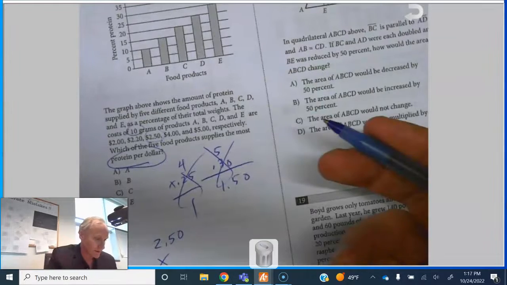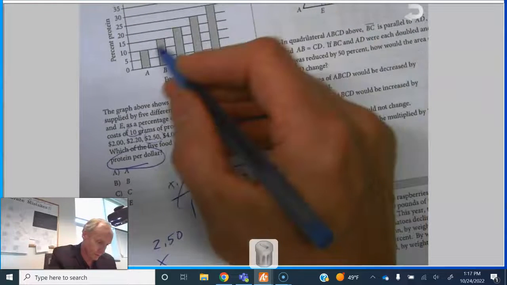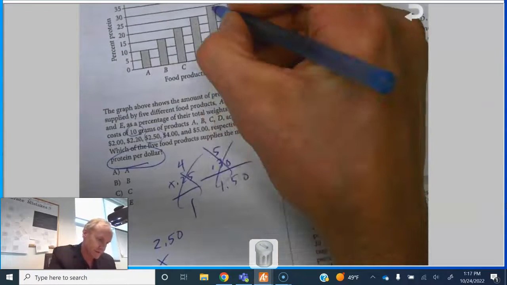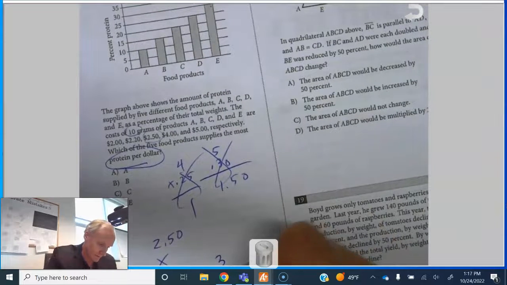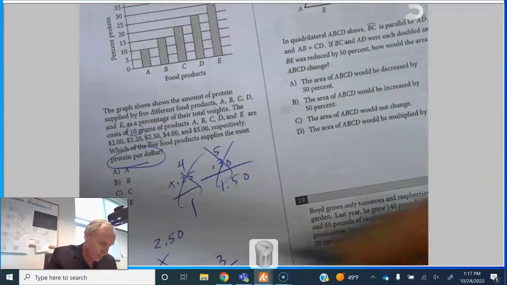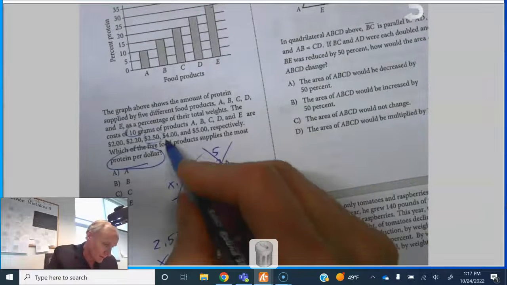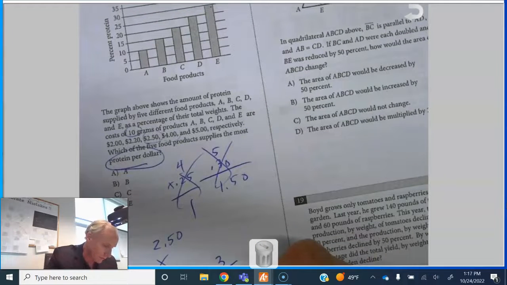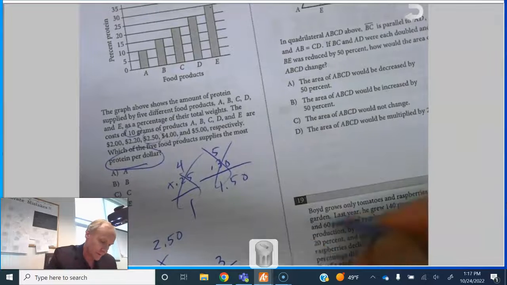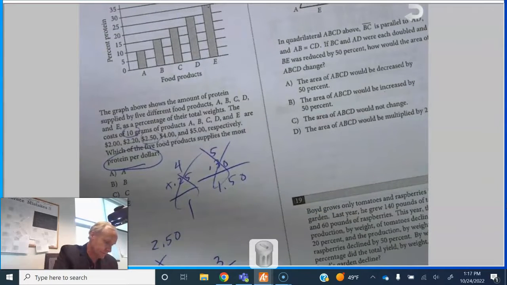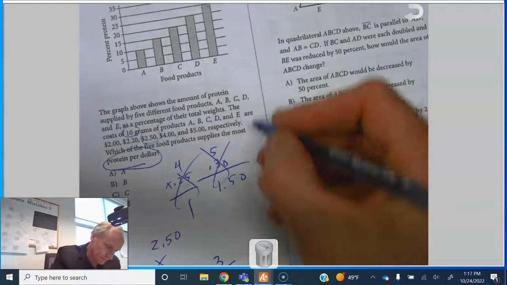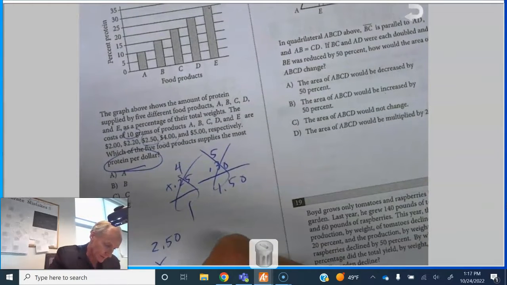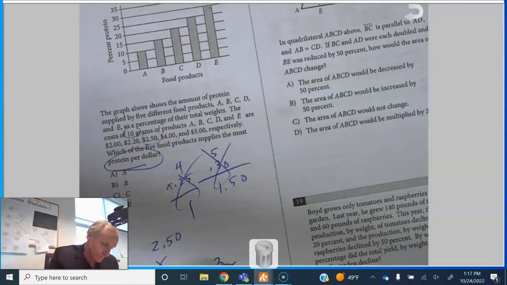we can think of it a lot of different ways. It says 10 grams. So we can think of the 10 grams as the amount of protein as a percentage. Since this is 30%, it's actually 3 grams of protein for $5. So it's 3 divided by 5. 3 divided by 5 is 0.6. E is going to be 0.6.